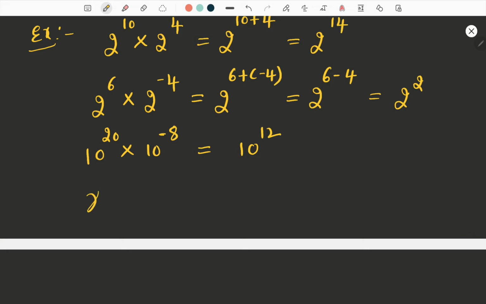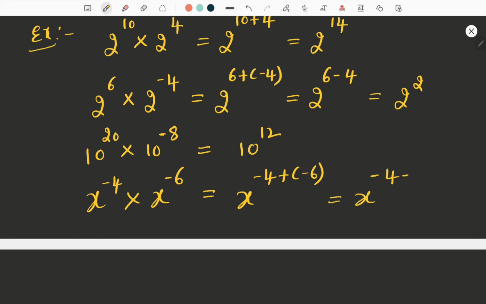Moving forward, let us take one more question: x to the power minus 4 into x to the power minus 6. What is the answer for this? How to do it? x to the power minus 4 plus of minus 6. It becomes x to the power minus 10. Or instead, directly you can do it: whenever both are minus, you can directly add them. Minus 4 and minus 6: 4 plus 6 is 10, and you keep the minus sign.